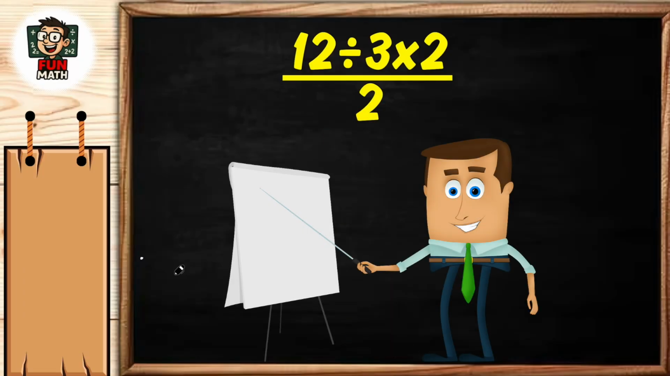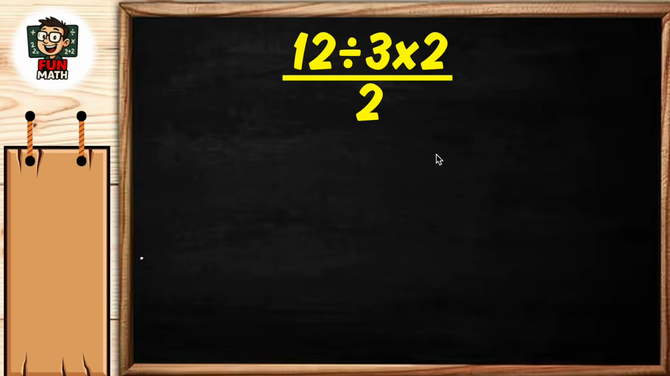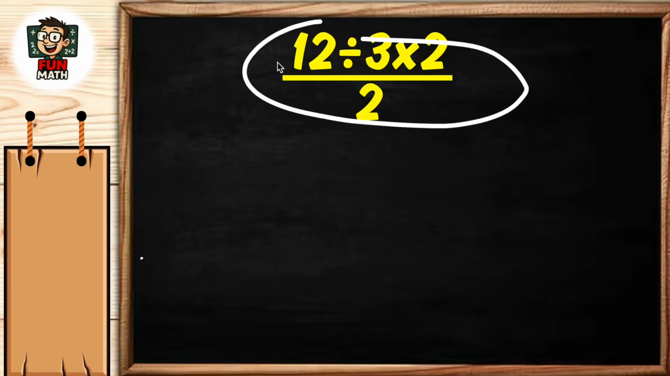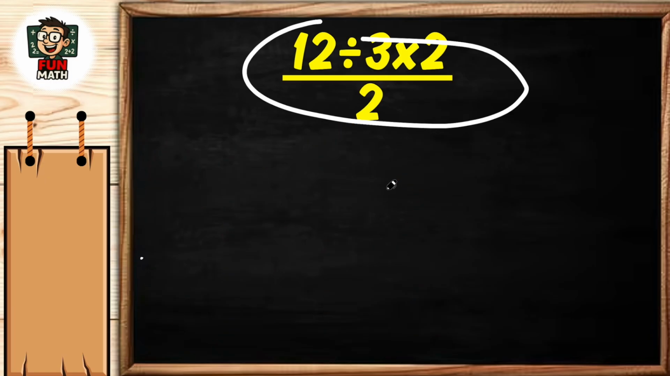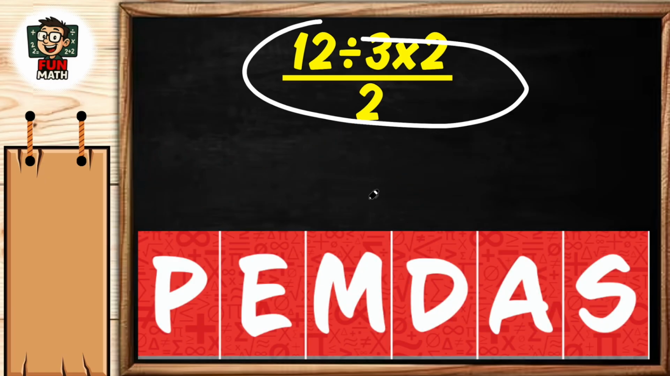Let's take a quick look at our question. When solving complex operations like this, we must pay attention to the order of operations to avoid errors. We code the order of operations as PEMDAS. P stands for parentheses, E stands for exponent, M stands for multiplication. D stands for division, A stands for addition, S stands for subtraction.